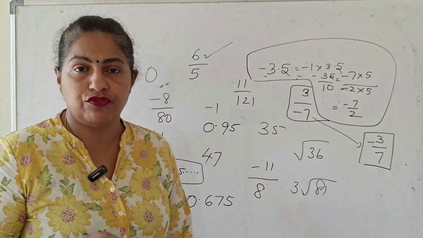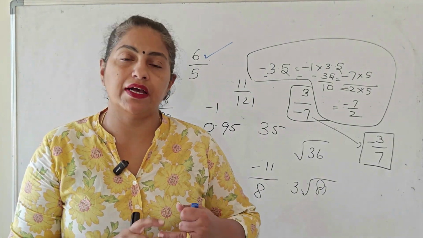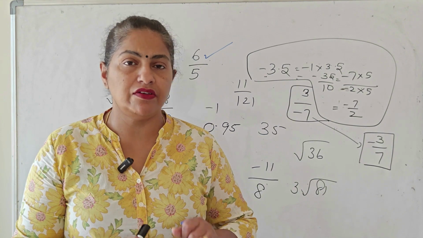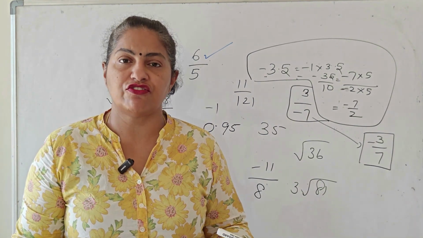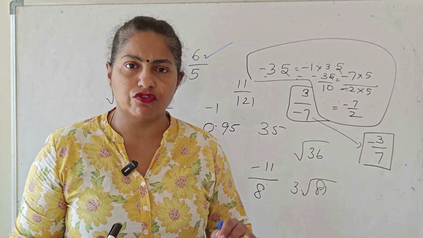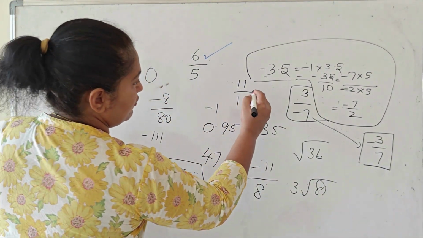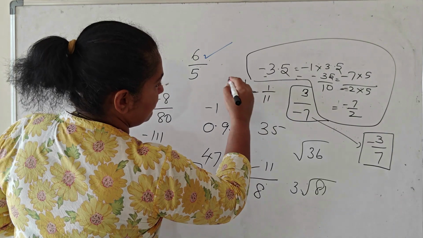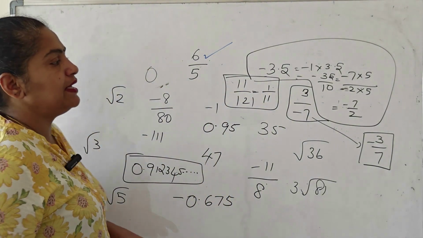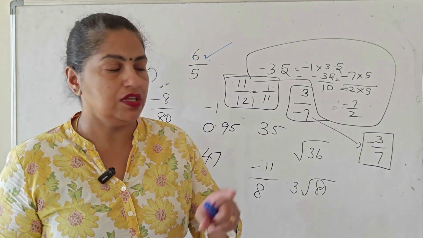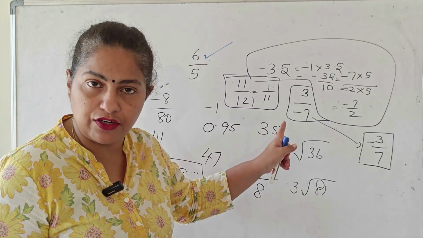11 by 121. So again, both 11 and 121 are integers. So it is a rational number. Now whether it is in the lowest form, you very clearly know that this is not in the lowest form. This has a common factor. This becomes 1 by 11. And numerator and denominator are both positive. Now I have represented this in the standard form.